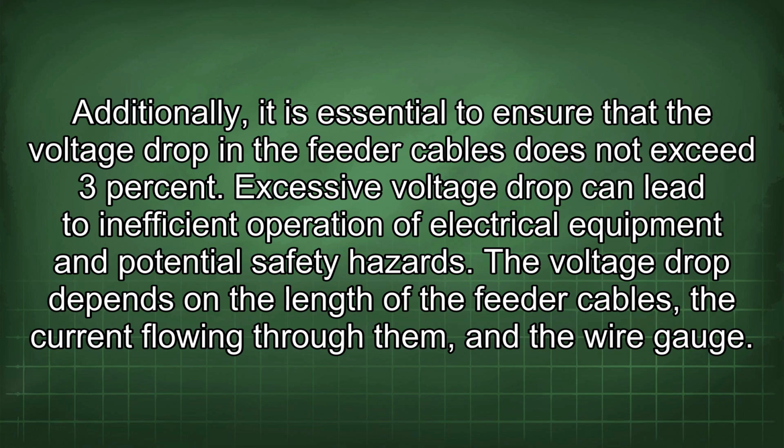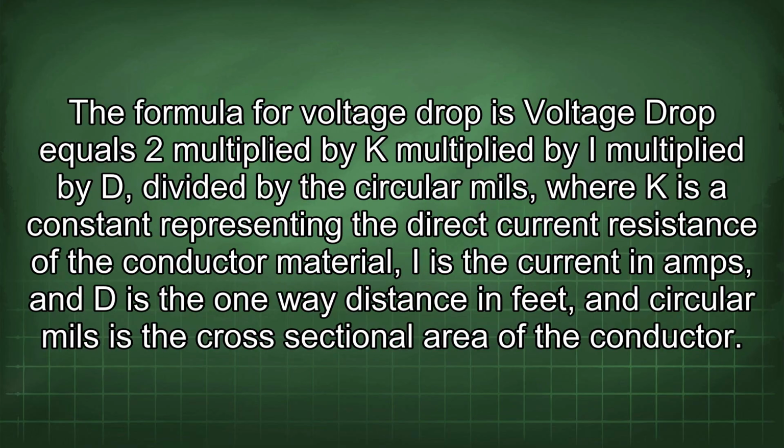Additionally, it is essential to ensure that the voltage drop in the feeder cables does not exceed 3%. Excessive voltage drop can lead to inefficient operation of electrical equipment and potential safety hazards. The voltage drop depends on the length of the feeder cables, the current flowing through them, and the wire gauge. The formula for voltage drop is voltage drop equals 2 multiplied by K multiplied by I multiplied by D divided by the circular mils, where K is a constant representing the direct current resistance of the conductor material, I is the current in amps, and D is the one-way distance in feet, and circular mils is the cross-sectional area of the conductor.